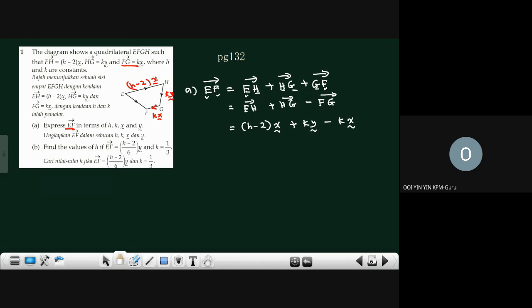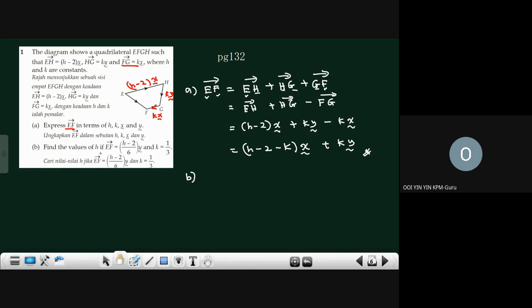Okay, and then from here, we need to do some simplifying. You see your x term, these two terms are same, right? So we group it together. Means your h minus 2 and then your minus k, all this bracket, and then your x plus with k, y. Y because it's the other factor, so they are not same with x, so cannot group together. So your answer is like this. Just leave it. Okay, done. So express in terms of H, K, X, Y, all done. There's your answer. Okay, B.